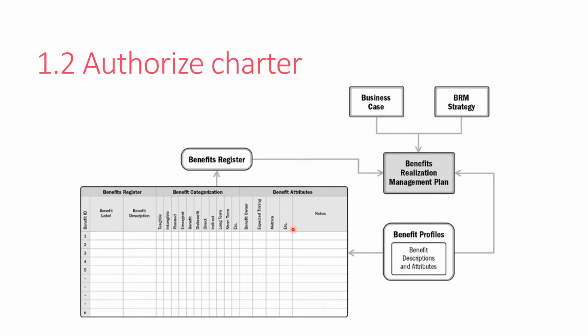What are the activities involved in it? Once the strategy, business case, and BRM plans are signed off, or baselined, you can create a charter for your initiatives, and you can assign the program manager or portfolio manager, and you can give authority to those people for utilizing the resources. So that's the second step in the identify stage, authorizing the charter.